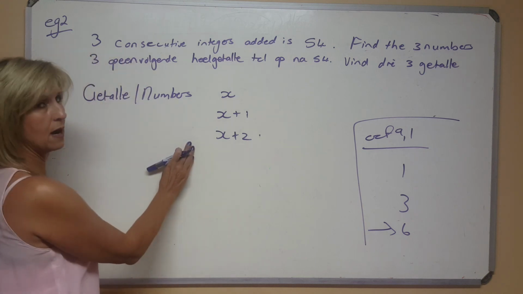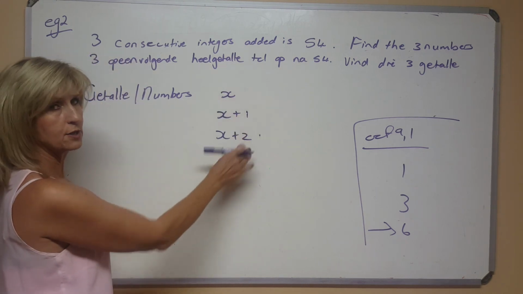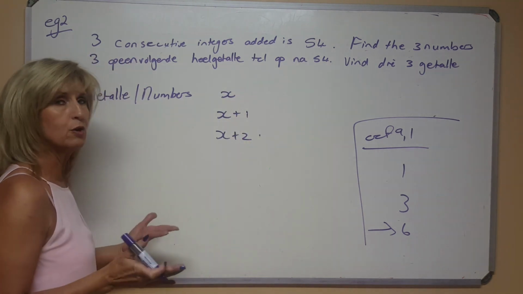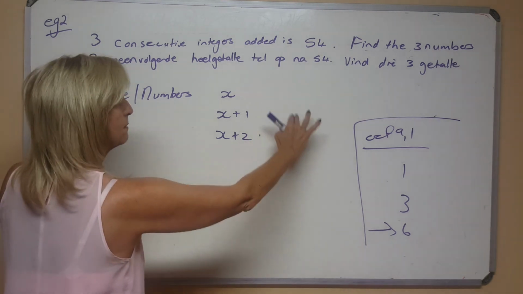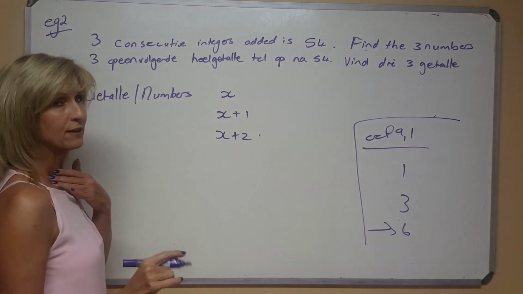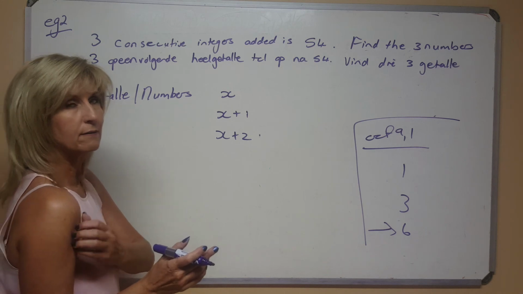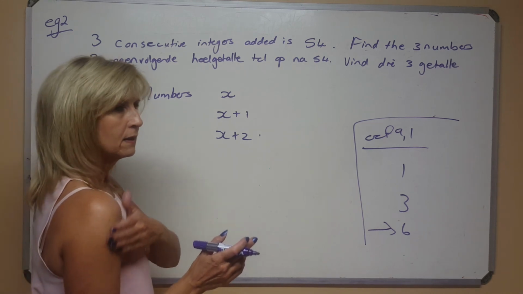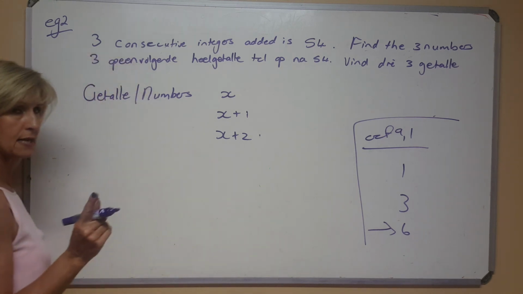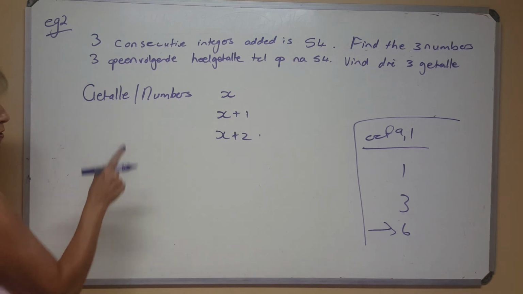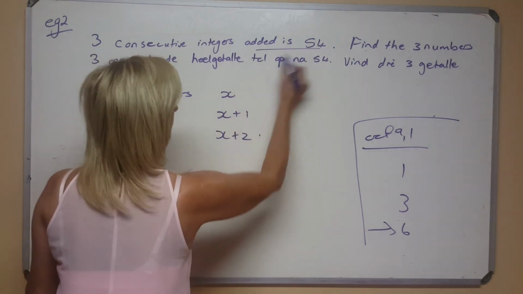So the numbers I will call x, x plus 1, x plus 2. And it won't be different if you said x, x minus 1, x minus 2. Okay, go check it out if you want a little bit of an interesting story there. You're going to get to the same answers. Because now, all I know is if I add them together, I'm going to get 54.